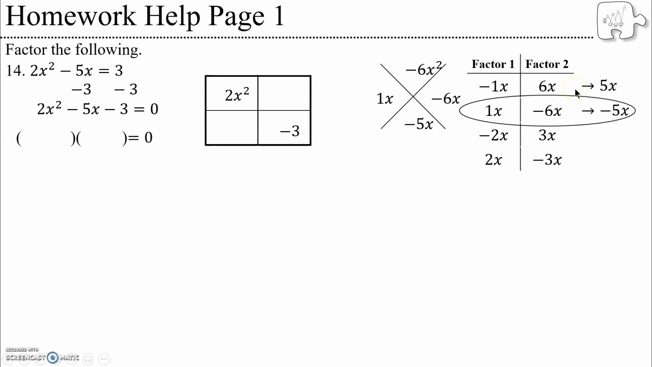So we could fill in with 1x and negative 6x. Same thing in our generic rectangle, 1x and negative 6x. So going down, they both have an x.